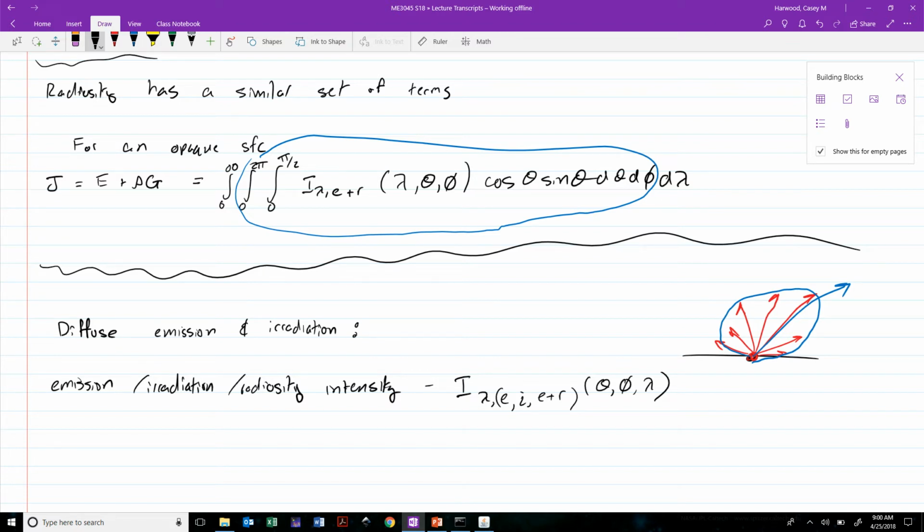And so for the diffuse emitter or diffuse irradiation, rather than having this weird egg-shaped envelope that says there's more power headed in that direction, all of these vectors here would be identical lengths, saying that they have no particular bias. They're going in every direction with the same concentration.